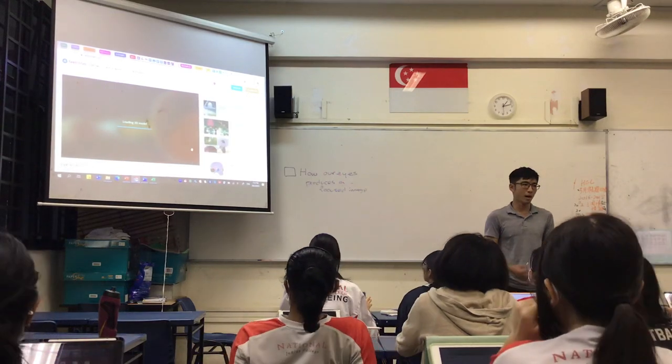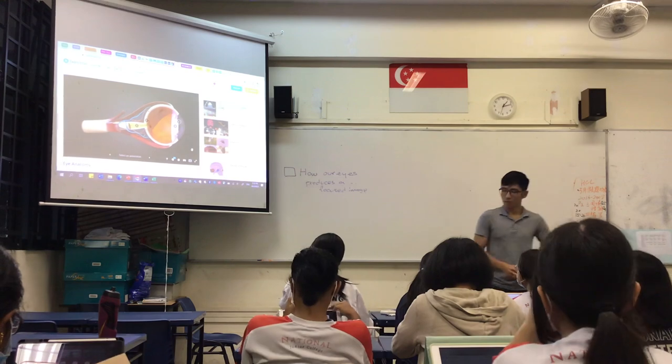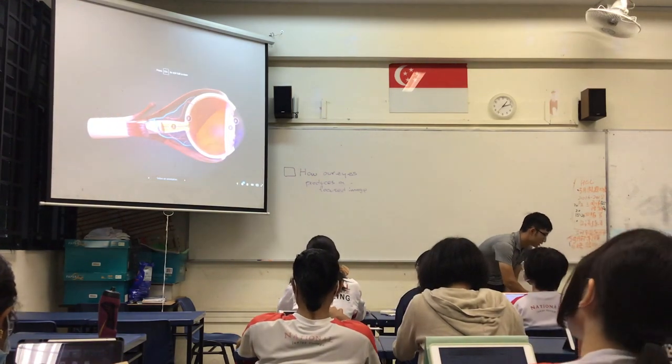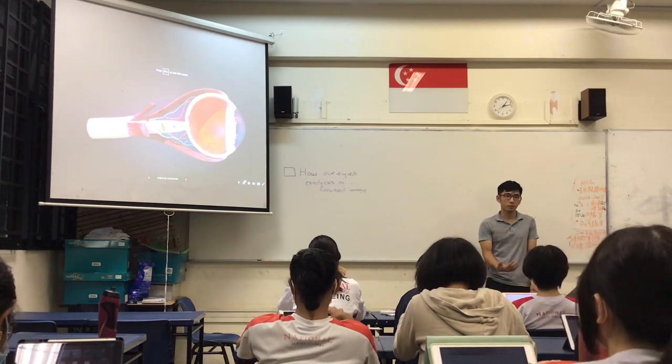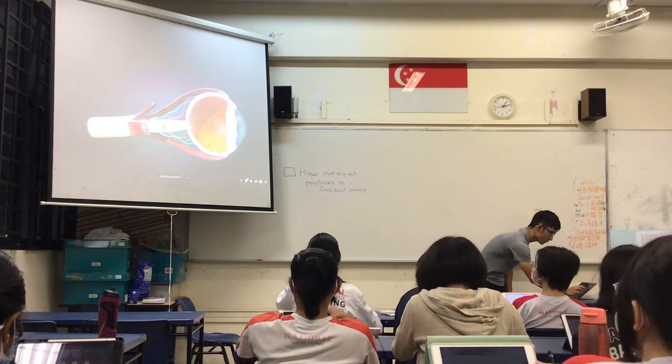Today we're going to learn about how the eye is able to produce a focused image. Before I begin, I'm going to do a quick recap on the structure of the eye, and the parts that are more important for today's understanding. We look at the eye starting from outside in.